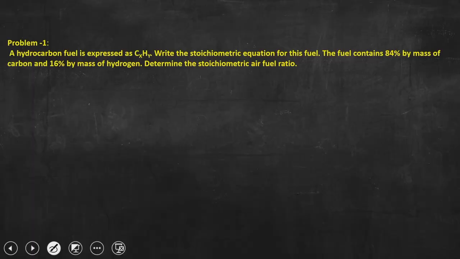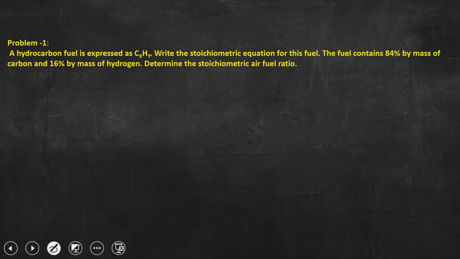A hydrocarbon fuel is expressed as CXHY. So, it is a generic form. Instead of writing C8H18 or any other formula, it is better to write in a generic form. Write the stoichiometric equation for this fuel. That means we need to write the chemical reaction with oxygen. From there, we can calculate the amount of air needed to be supplied by the carburetor to the engine. The fuel contains 84% by mass of carbon and 60% by mass of hydrogen. Determine the stoichiometric air fuel ratio.